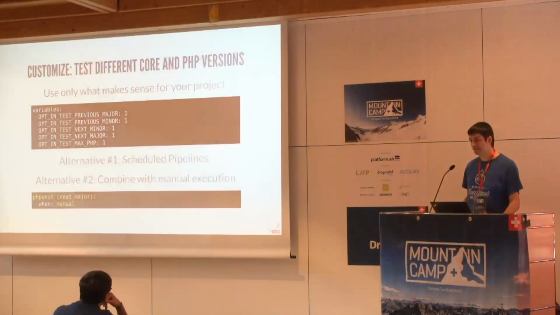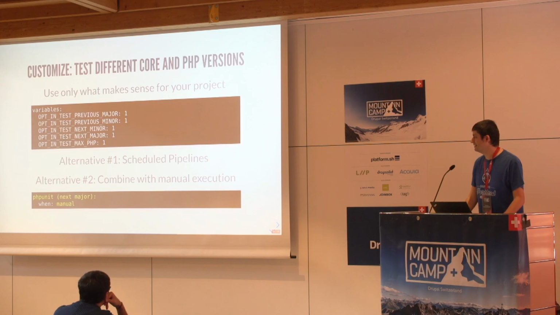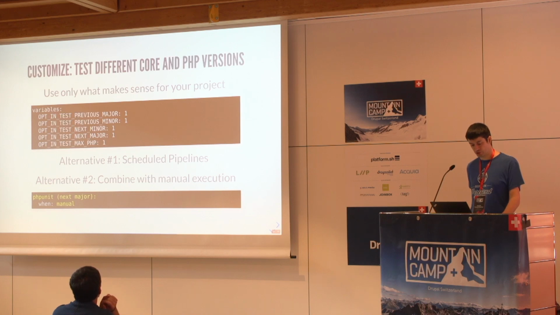By default, testing is done against the current Drupal version. So currently that's 10.2. You can opt into testing with the previous minor or major version, and the same for the next version. And you can also test the max PHP version. So you can use some of these. In most cases you probably don't want all of them. It's probably enough to test the current version and the next minor or major, to reduce the amount of tests.